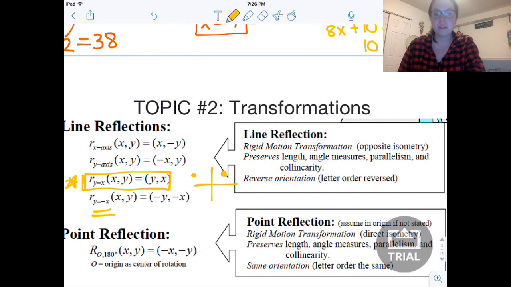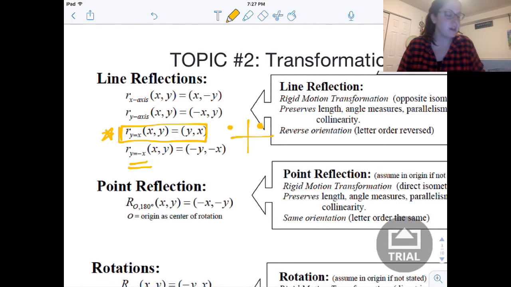So point reflections, we have not talked a lot about. A point reflection is the same as rotating 180 degrees. So don't worry about this. I might ask you to rotate 180, but I'm not going to ask you on the midterm to do a point reflection, okay?